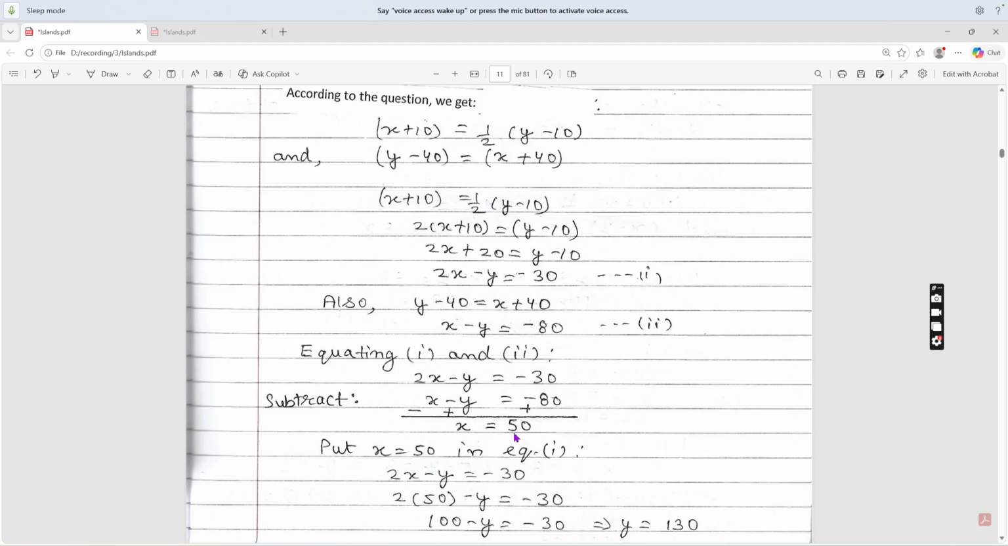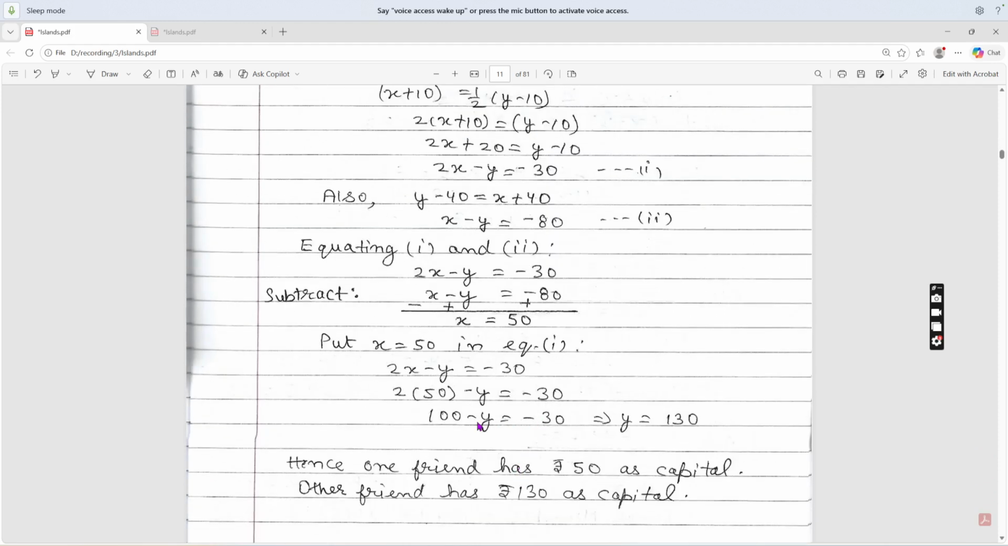Now we are going to put it in equation 1. What is the first equation? 2x minus y is equal to minus 30. So here x is equal to 50. So 2 into 50 minus y is equal to minus 30. That is 100 minus y is equal to minus 30, which means y is equal to 130. Very simple. 100 plus 30 is equal to 130. So y is equal to 130.